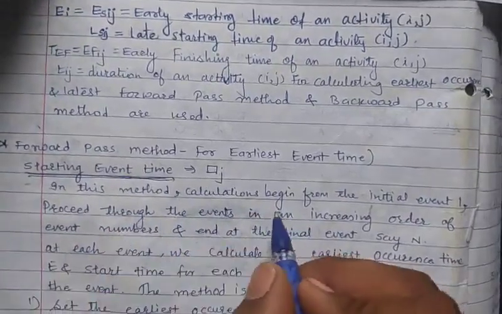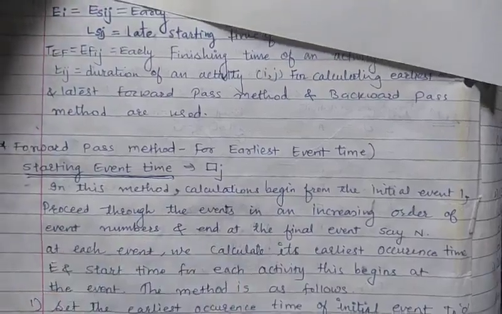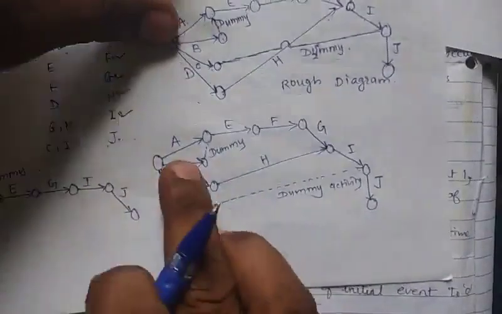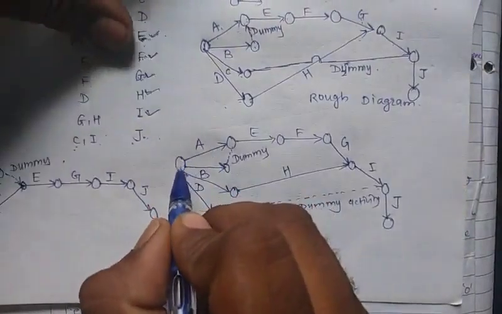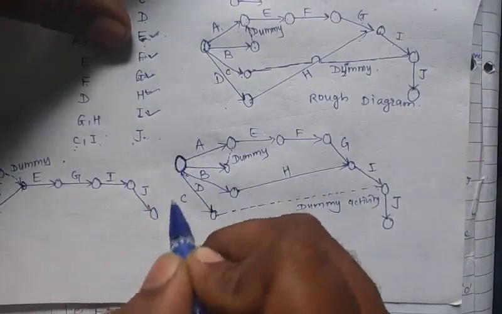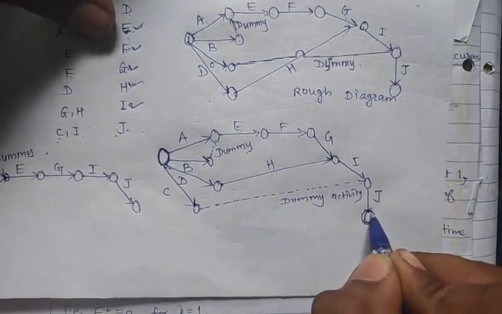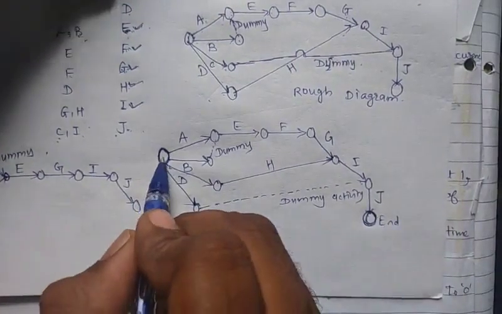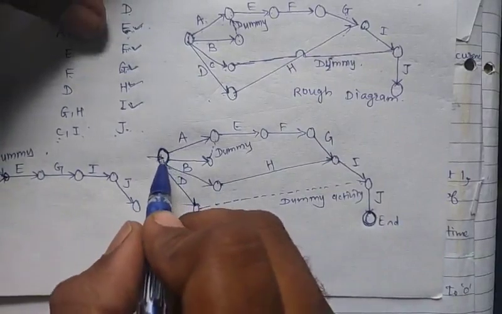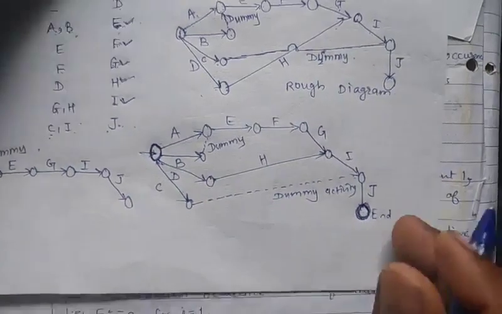In this method calculations begin from the initial event. Means what? Suppose this is a network diagram. This is the forward pass method, so we start calculation from the start of the event, and in the backward pass method we start calculation from the end of the event. This is the end of the diagram, and this is the initial starting point of the diagram. The forward pass method starts from this point, and the backward pass method starts from this point.